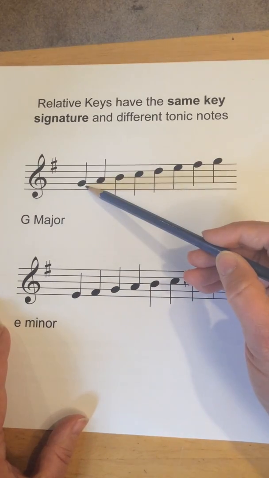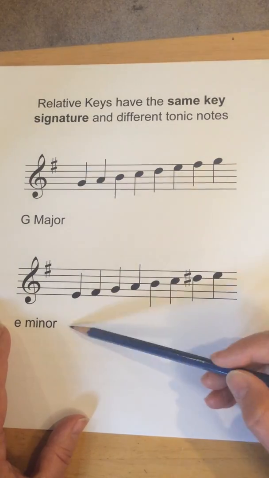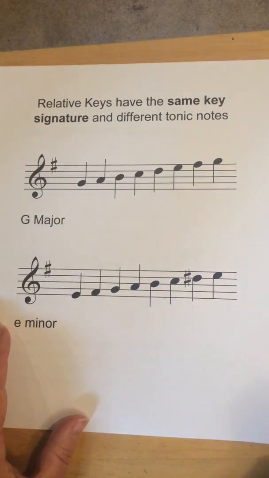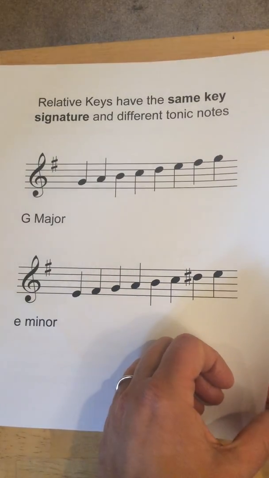G major, of course, starts on G, and has one sharp. E minor starts on E, and has one sharp. So relatives have the same key signature, different tonic notes. They're only related, not parallel.